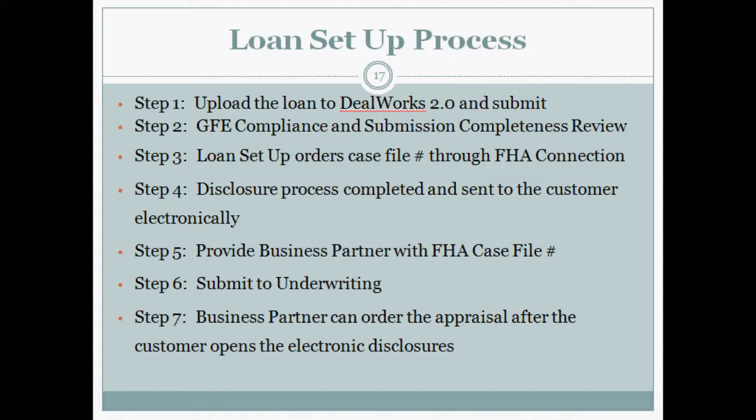Next, let's talk about the loan setup process. The first step is for you to upload the loan to DealWorks 2.0 and submit to FirstCal. Then GFE compliance and submission completeness review will take place. Loan setup will order the case file number through FHA Connection. Then the disclosure process will be completed and will be sent to the customer electronically. Then FirstCal will provide the business partner with your FHA case file number.